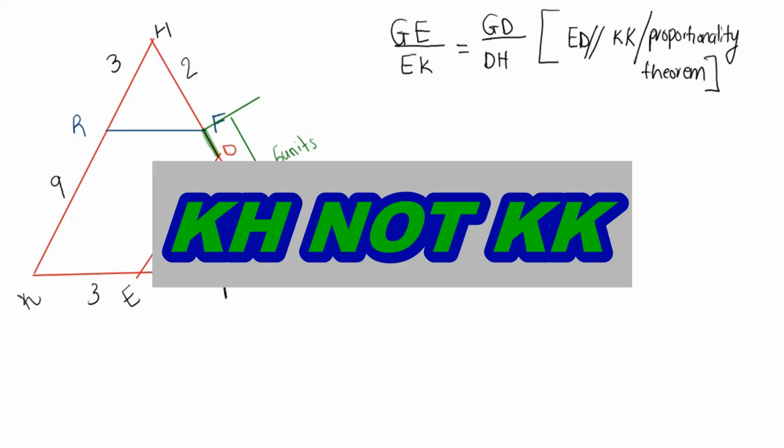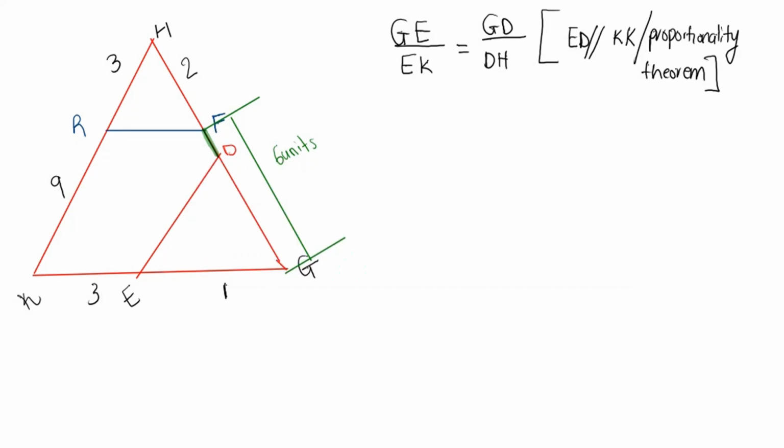Okay, and then from here, guys, what do we know? From here, it's very easy because we already know the value of our GE, which is 1. We already know the value of our EK, which is 3. But this is where it gets a bit complicated. GD, we don't know what GD is. But what does GD comprise of, or what can help us get GD? That is the question that you should ask yourself.